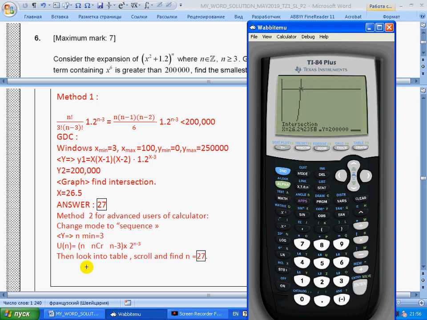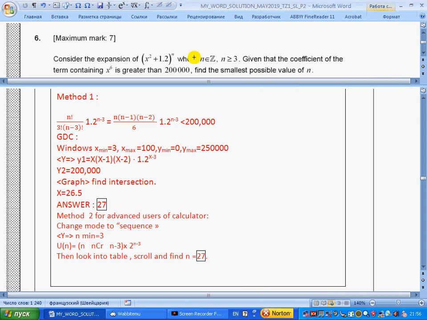For advanced users you can change mode to sequence, write the following expression, and then look not to the graph but into the table, scroll and find when this expression is greater than 200,000, and you will find that this happens at 27. Finished with this question.